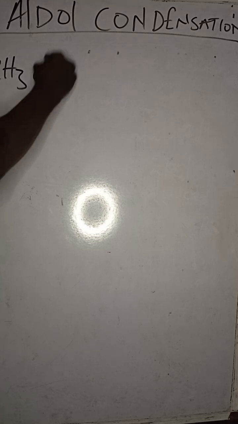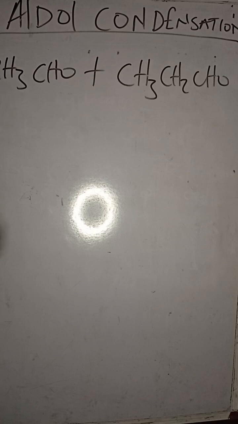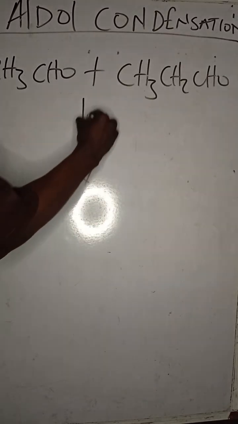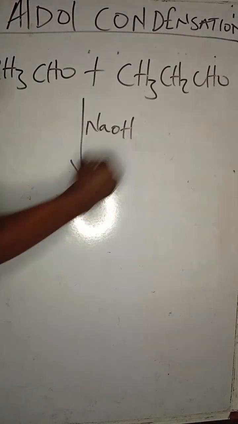Let's say we have a carbonyl compound as CH3CHO. This is an alkanal, and it reacts with CH3CH2CHO, propanal. Now, Aldol condensation is base catalyzed. Usually, a strong base is the catalyst.